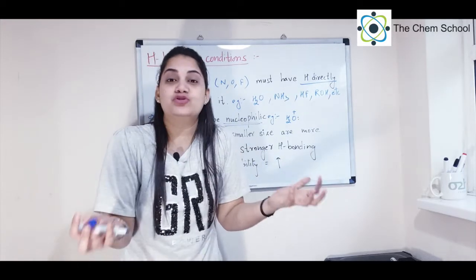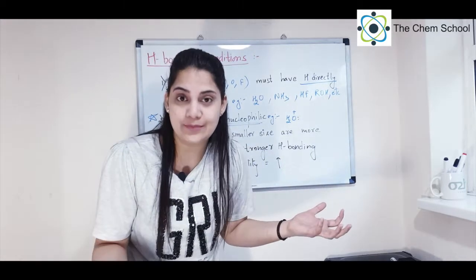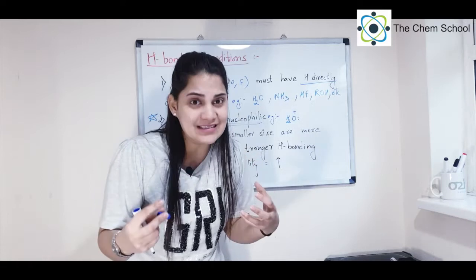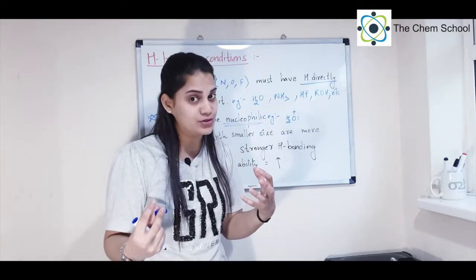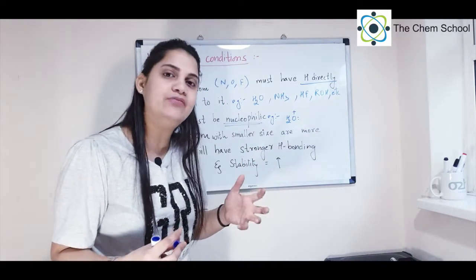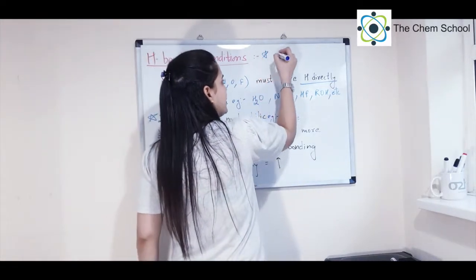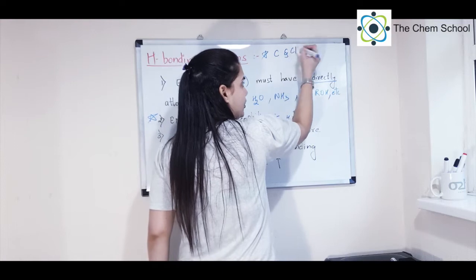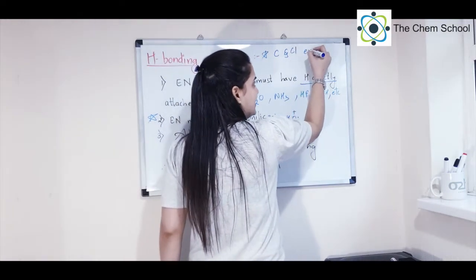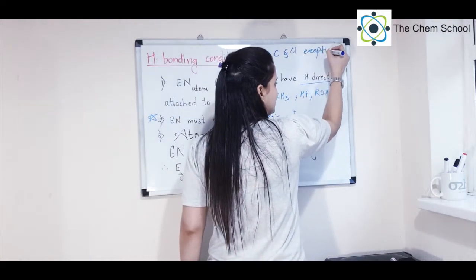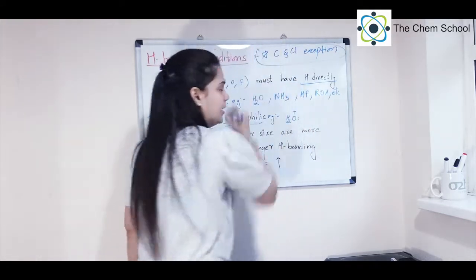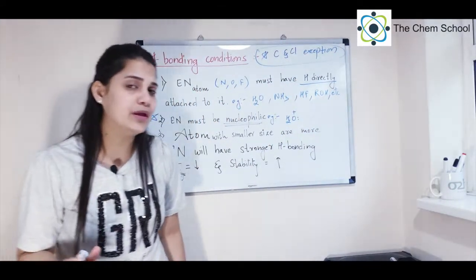Okay, there are few things in chemistry. We know that chemistry does not exist without exception. So there are some cases where chlorine also shows hydrogen bonding, and some examples where carbon shows hydrogen bonding. So we will just remember, like carbon and chlorine can also show hydrogen bonding, but that is exception and we'll take it at the end. Okay, so that should not be a problem.